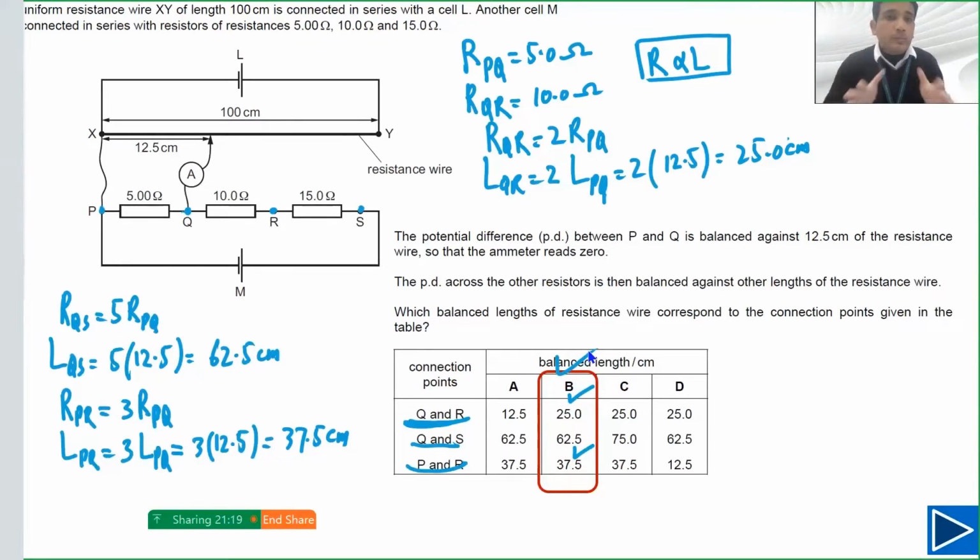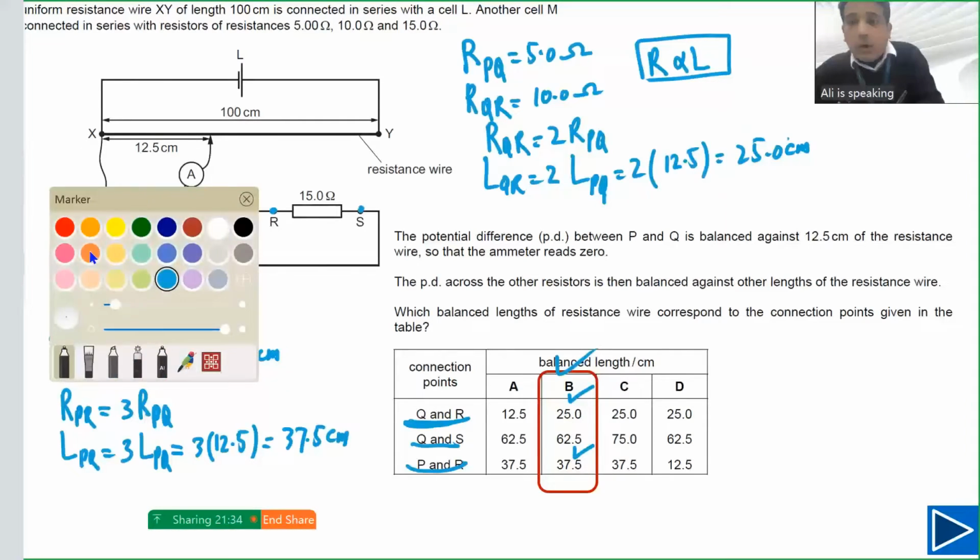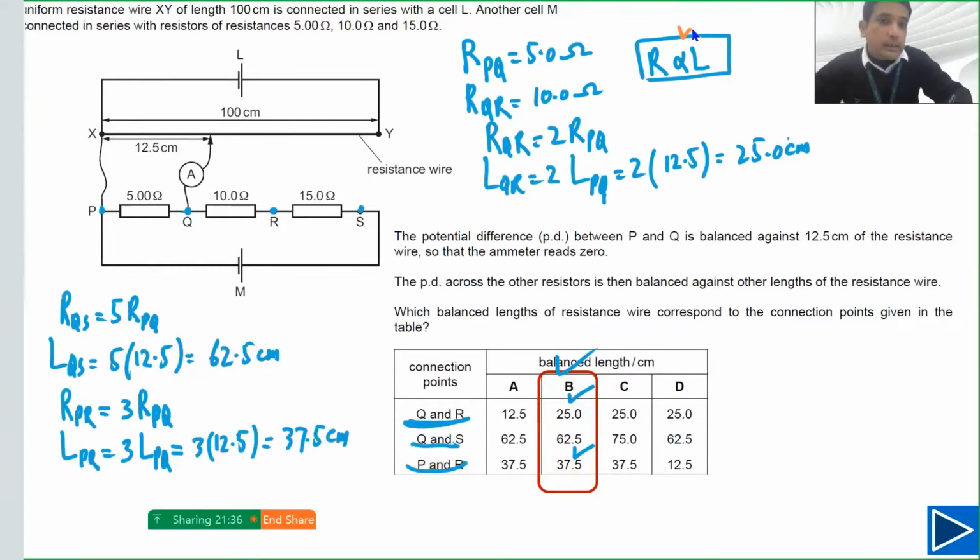I hope this is clear to you. If you have any questions, please speak out. If you don't have questions, we just go to the next one. This is how you can approach these problems. You see what principle I have used, only this one: R is directly proportional to L, nothing else. I hope this is clear to you. So let's move on to the next. If you have a question, you can speak out. If not, we will just go to the next.